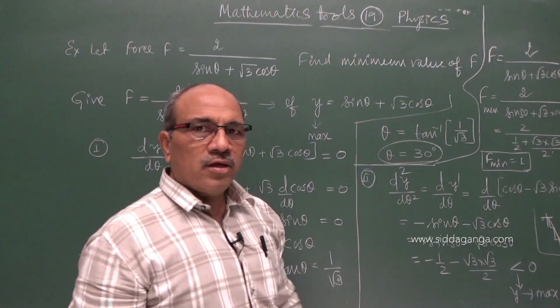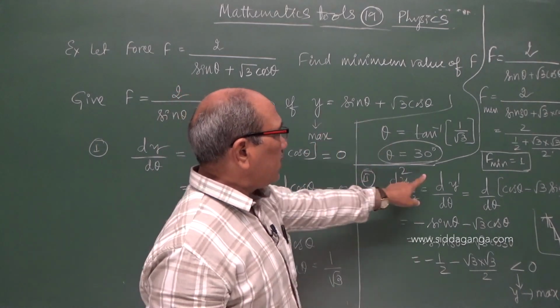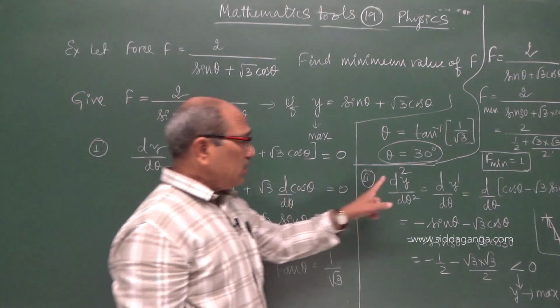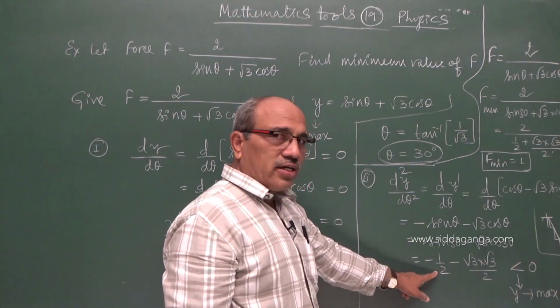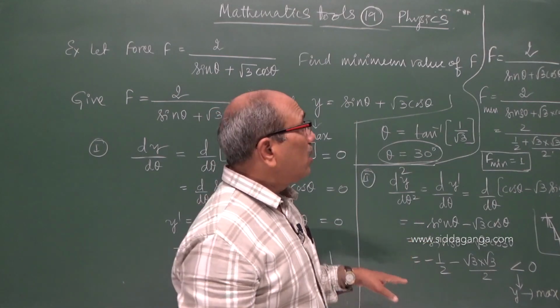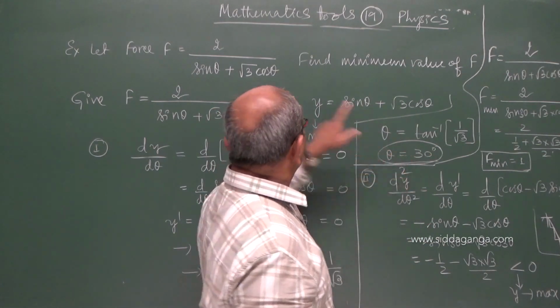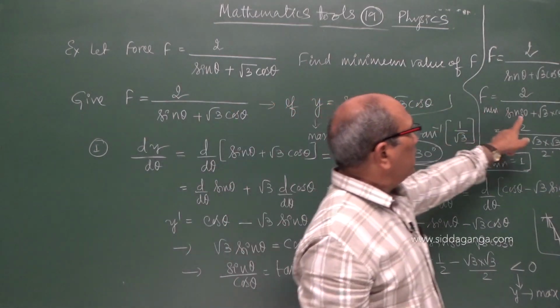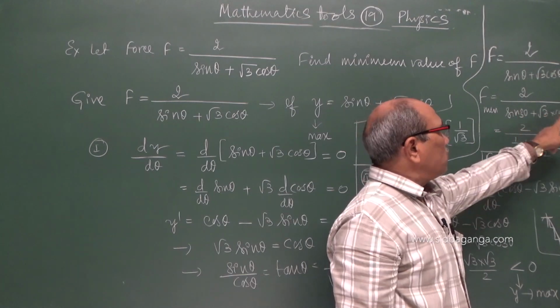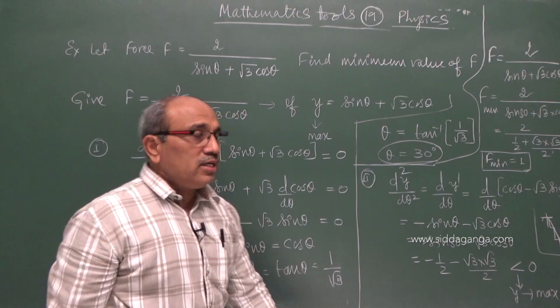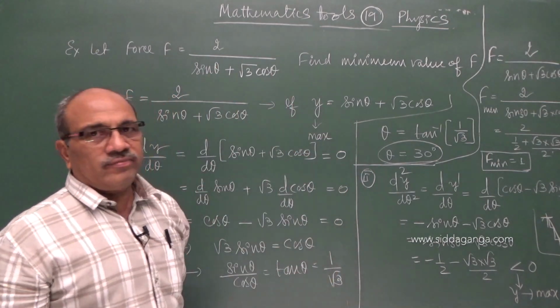30 degrees. To confirm y is maxima, once again the derivative d square y by d theta square comes to be negative, which confirms y is maximum, negative slope. Substitute this 30 degrees in the initial equation, wherever theta, substitute 30, and you know sin 30 is half, cos 30 is root 3 by 2. Simplification gives you the answer 1. Minimum value of force is equal to 1.